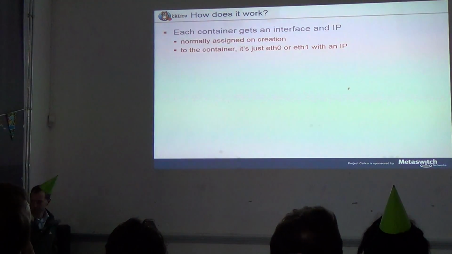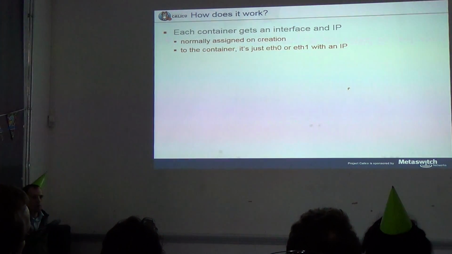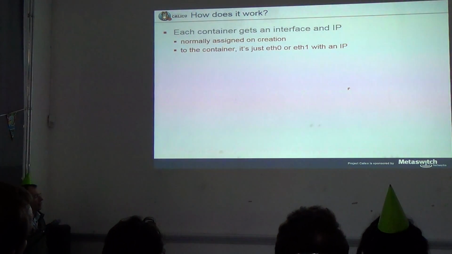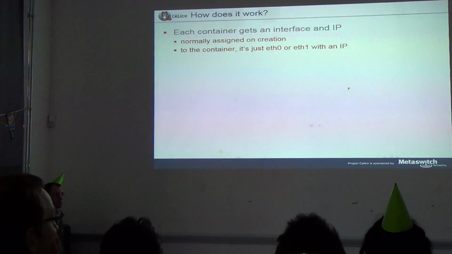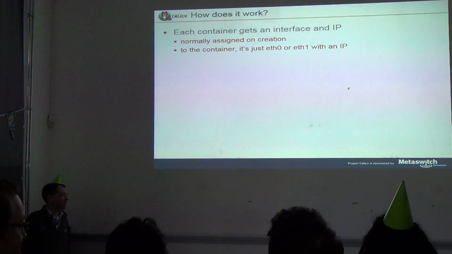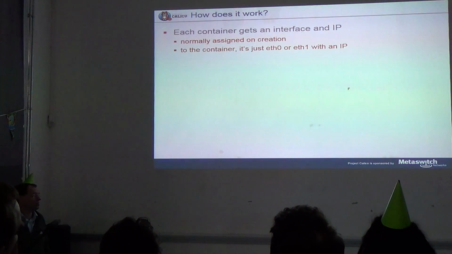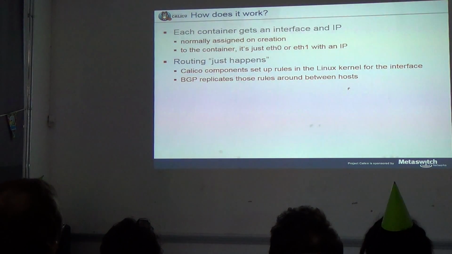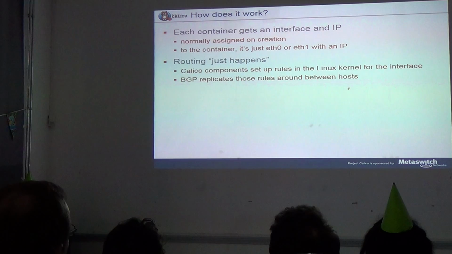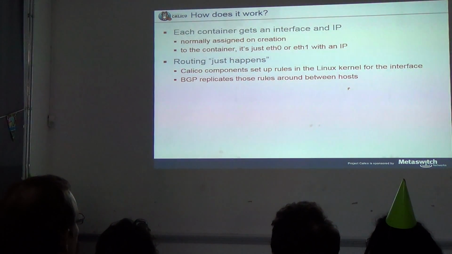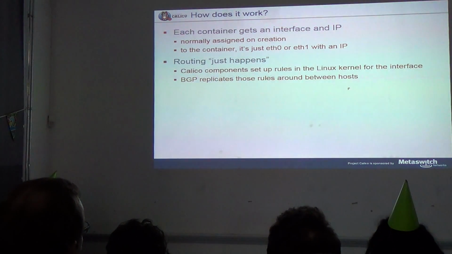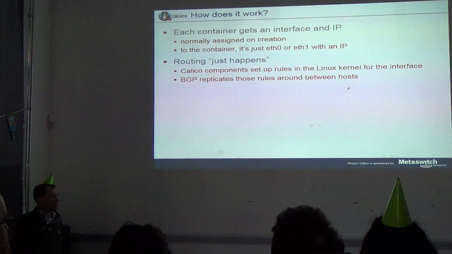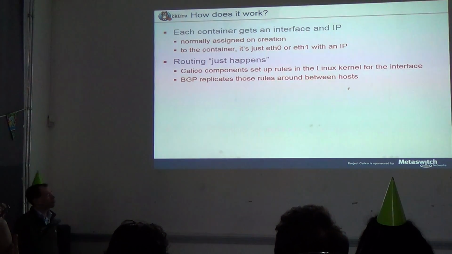So, how does it work? From the point of view of a container, you come up, and the container looks around and says, oh, I've got eth0, or eth1 perhaps, and it's got an IP address. So from the point of view of your application, it's doing exactly what it always did. It's got an IP address that it can talk out of. And routing just happens. The Calico components, which are running on your host, set up all the right routing rules in the kernel, and then all the BGP software just replicates those rules around in exactly the same way as happens in the internet. It's a little bit complicated, but we don't have to worry about it because it's a solved problem.